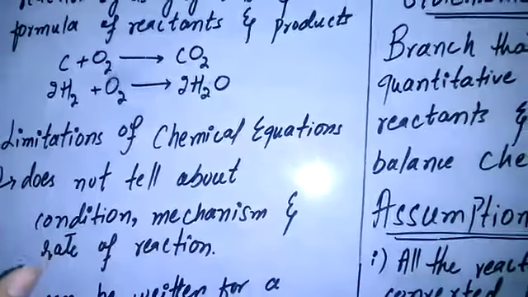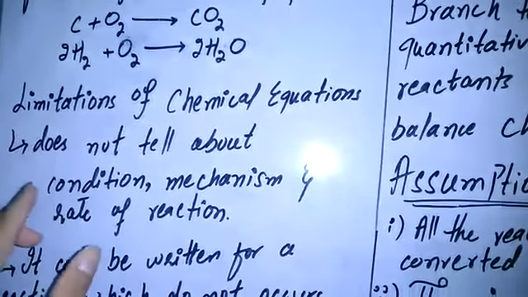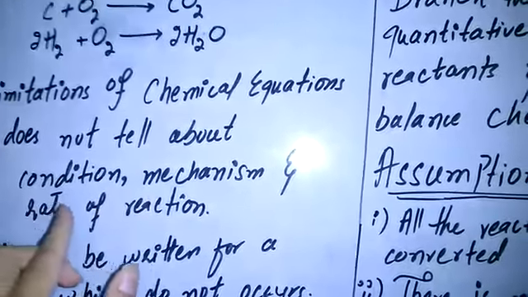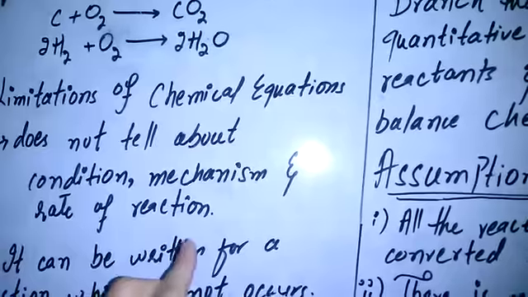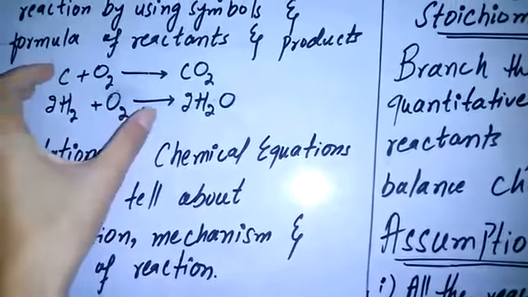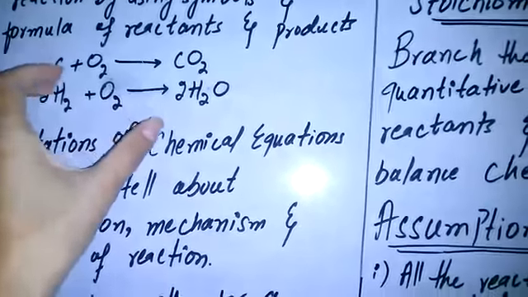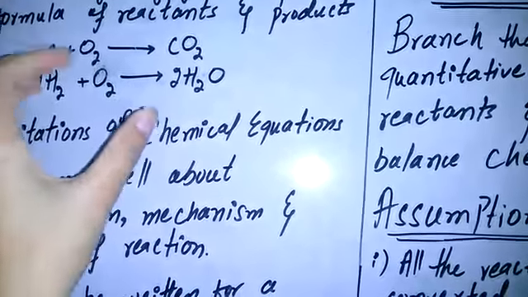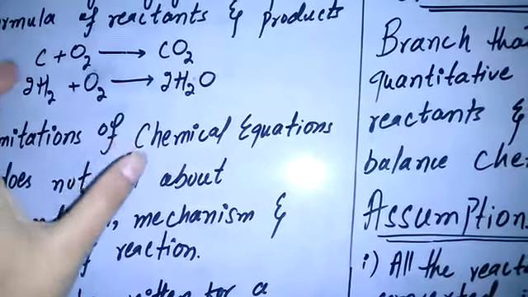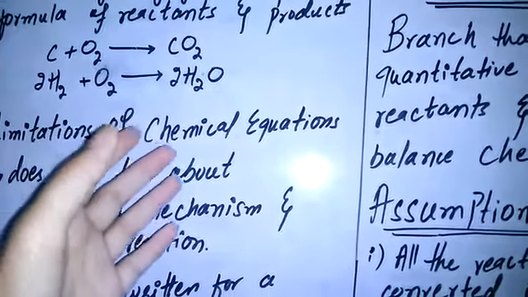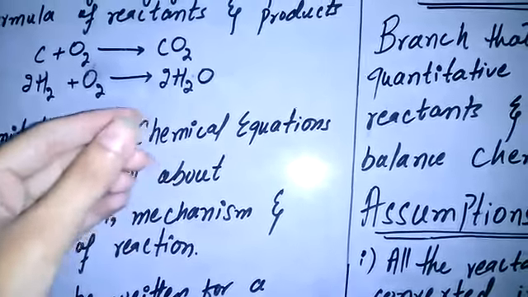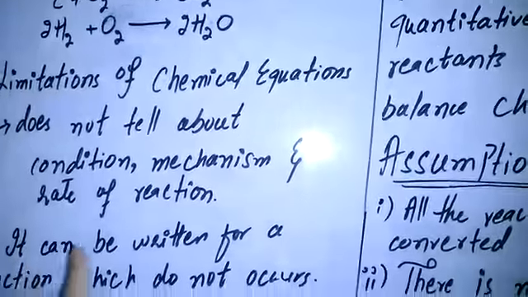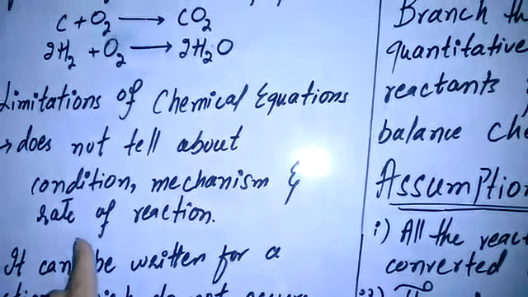Now there are some limitations of the chemical equation, that is, it does not tell about the condition, mechanism and the rate of reaction. Meaning when we are looking at these chemical equations, there is no representation of temperature, pressure and conditions like whether a catalyst is used in the reaction or any other condition. Okay, and same, it does not tell about the rate of the reaction.